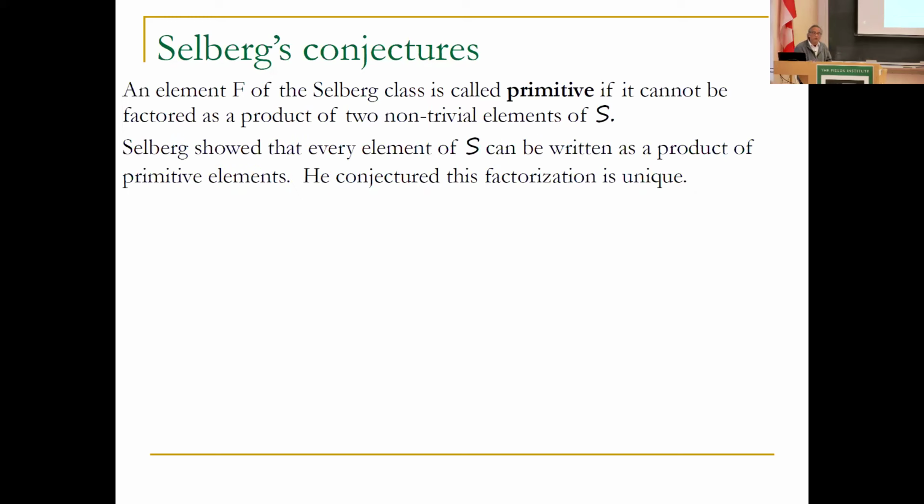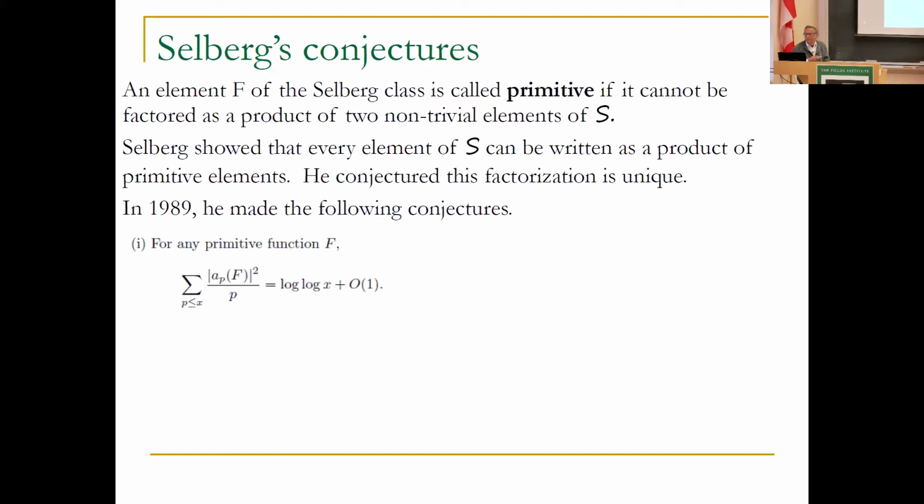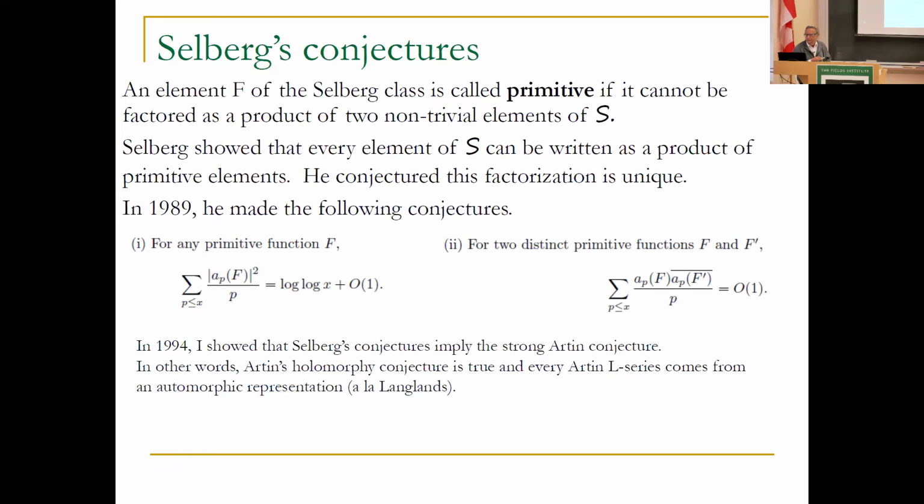And he actually showed that every element in the class can be written as a product of primitive functions. So he showed that. And then he conjectured that this factorization is unique. We still don't know the proof of this conjecture. So he made these famous conjectures, now called the Selberg conjectures, that for primitive functions, you have some sort of asymptotic behavior of these sums and some sort of orthogonality principle between two distinct primitive functions.